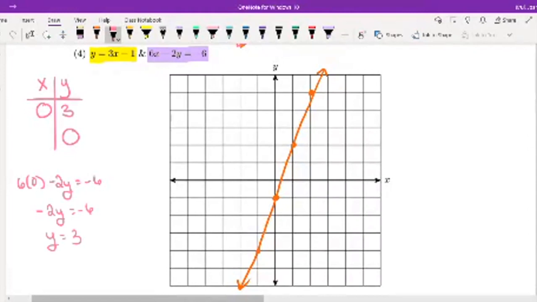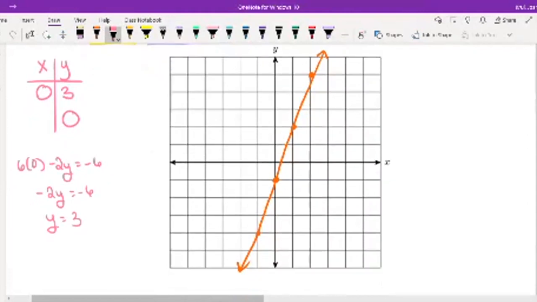And then 6x minus 2 times 0 is negative 6. 6x is negative 6, so x is negative 1. So now we're going to plot the point 0, 3, and negative 1, 0. And then we're going to see that these two are exactly in a good slope here, so we can plot the same slope.